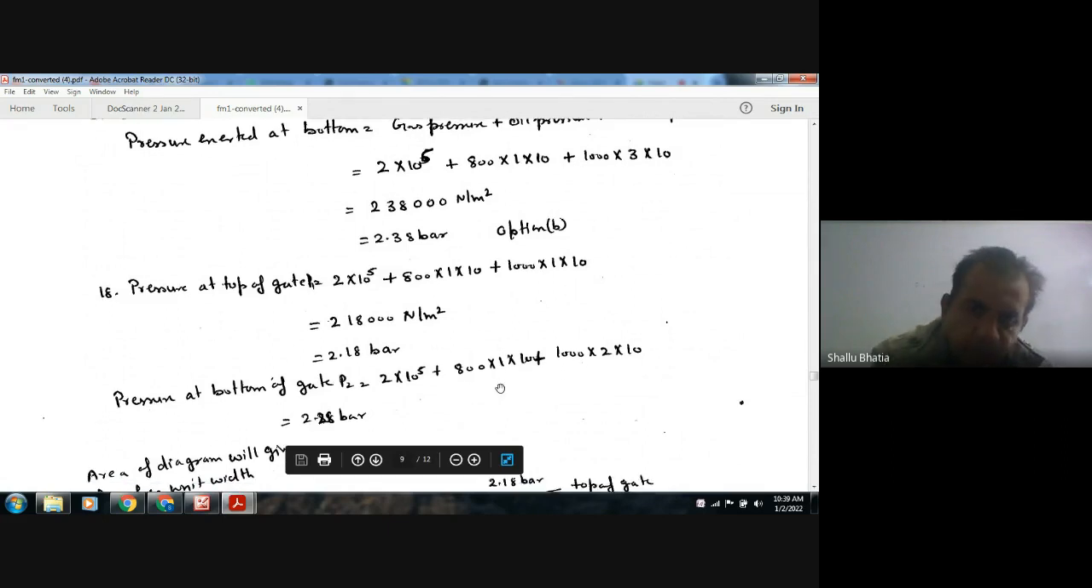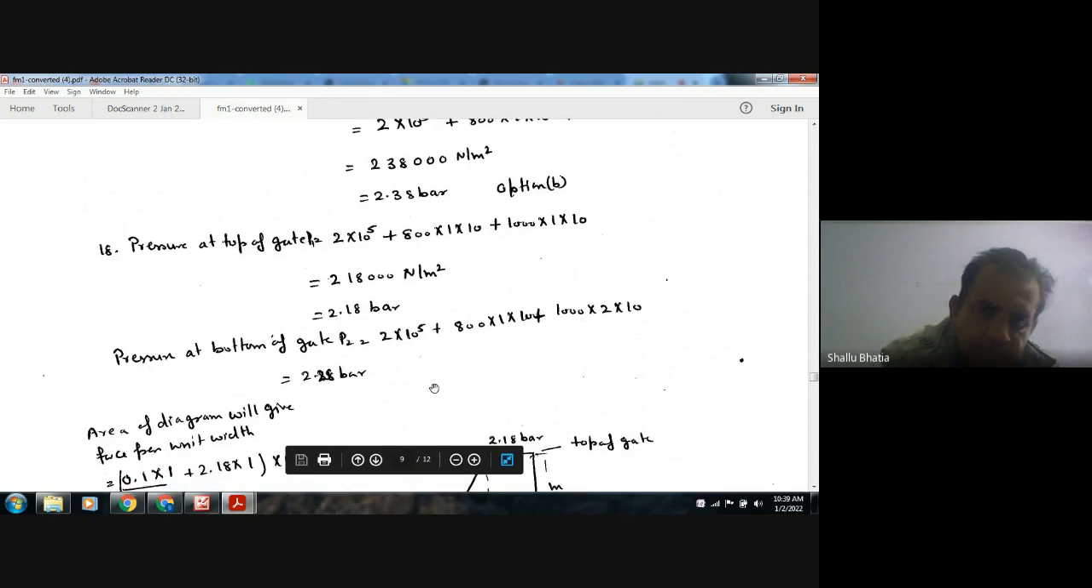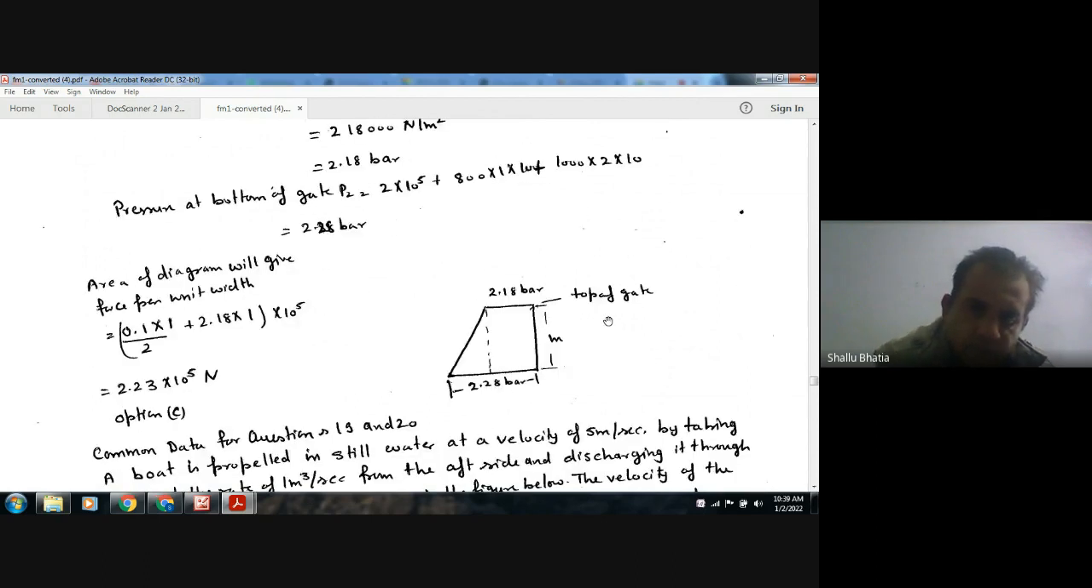So at the top of the gate, the pressure is just 2.18 bar, and at the bottom the head of water is 2. So at the bottom the pressure is this. Now here the pressure is this. And the area of this diagram will give the force per unit width. So this area is 2.18 into 1. And this area is 0.1 into 1 by 2.